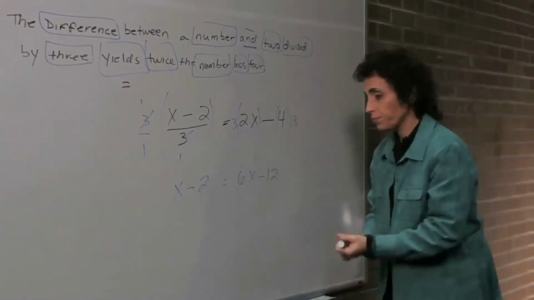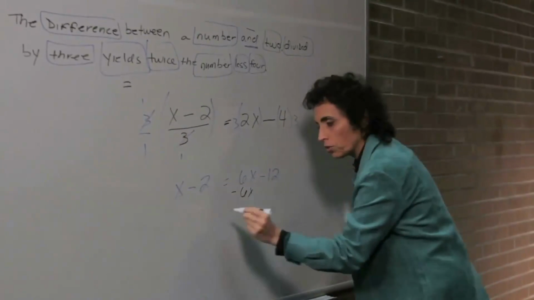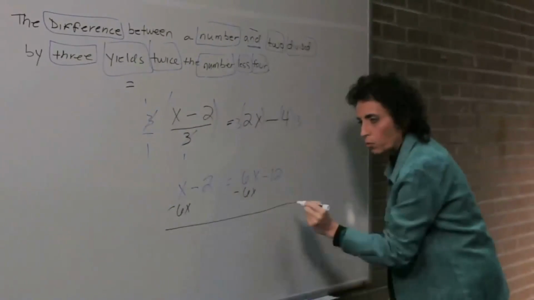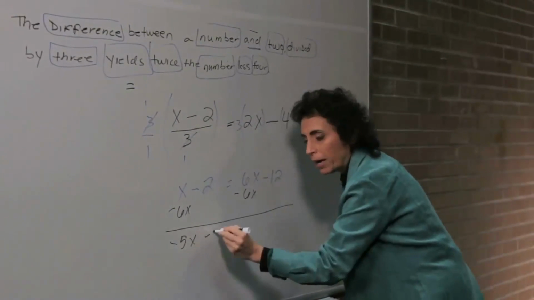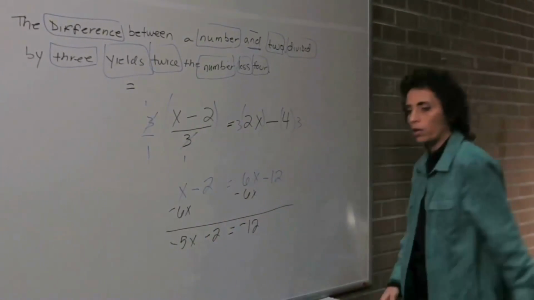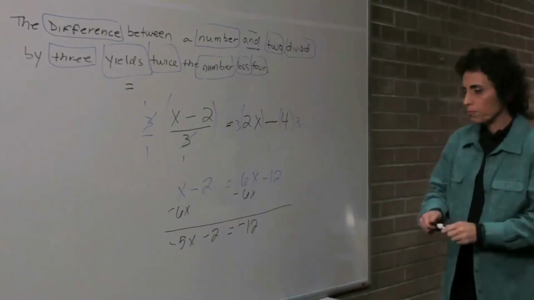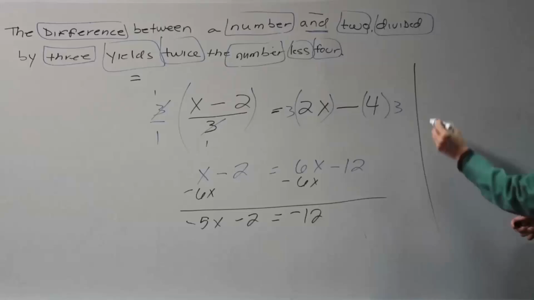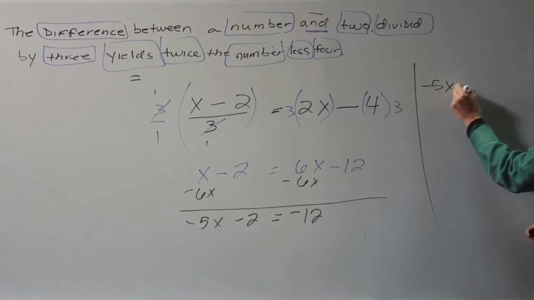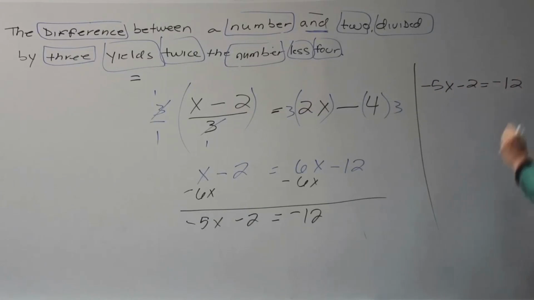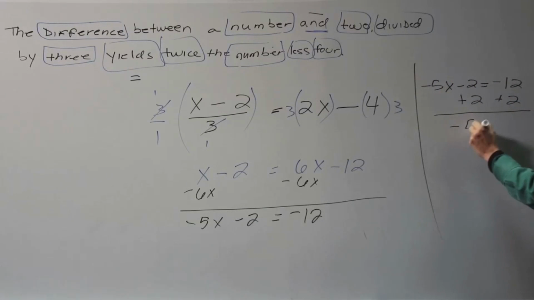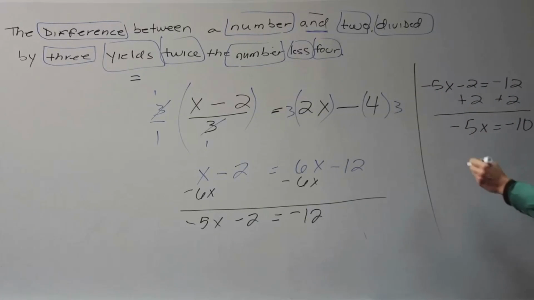Keep solving. Subtract 6x, subtract 6x. We get negative 5x minus 2 equals negative 12. Okay, so now I'll rewrite that up here so we can see it. And we get negative 5x minus 2 equals negative 12. Get all the variables to one side, they already are, all the numbers to the other, so I'll add 2. Negative 5x equals negative 10. Divide by negative 5, and of course this is old news to you, x equals 2.